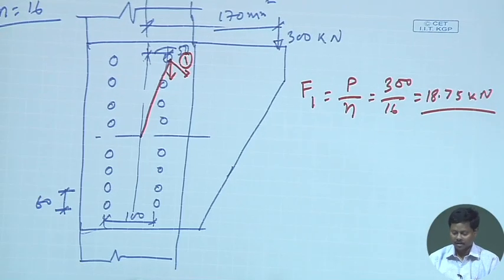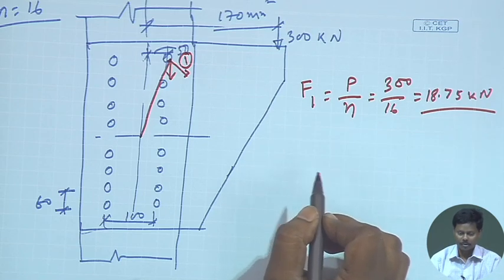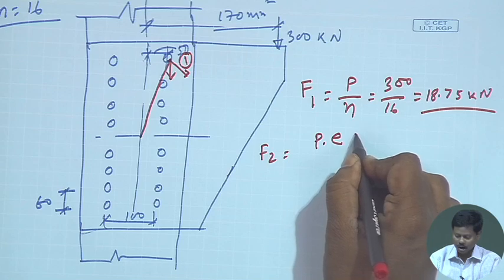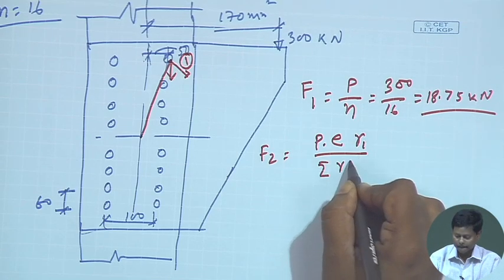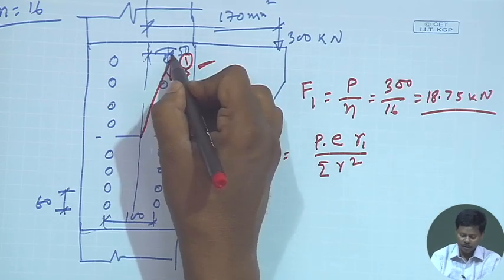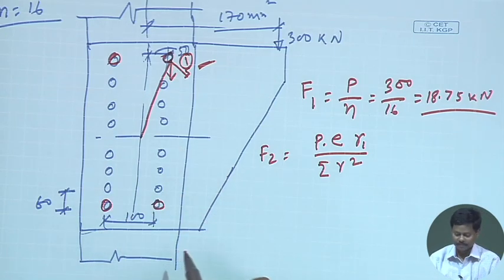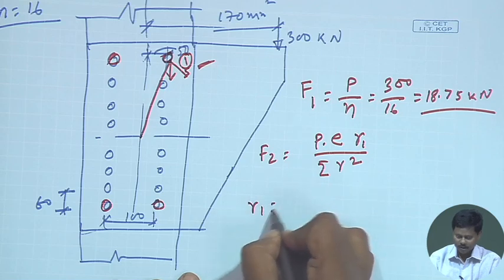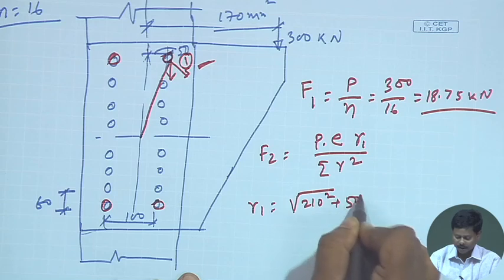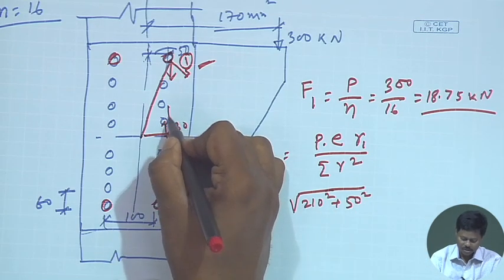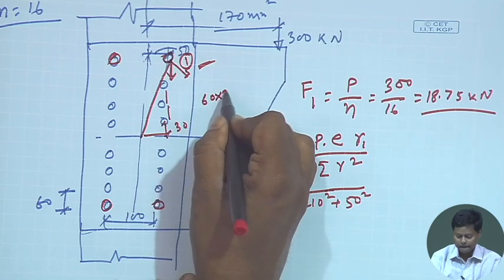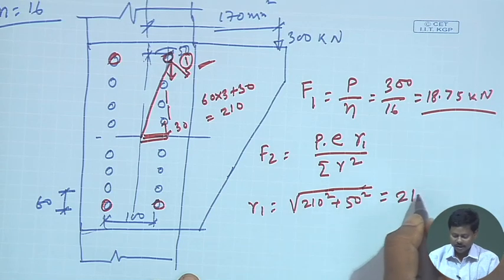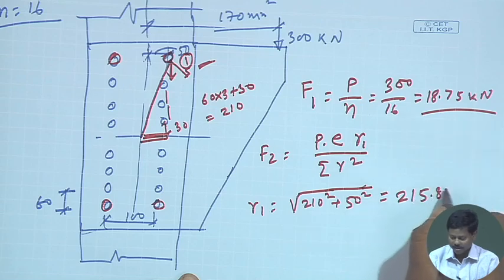This is F1. F1 is the force on the bolt due to direct load. And F2 we can find out, that will be P into e, that is moment into r by summation r square. r means r1 for this bolt, number 1 bolt, right. Like this bolt, this bolt, this bolt, and this, extreme 4 bolts will have same forces, okay. So, now we have to find out r value. r1 will be here 210 square plus 50 square, because this is 30, this is 60, 60 and 60. So, 60 into 3 plus 30, this is coming 210 and this is 50, right. So, after calculating we can get this value r1 as 215.87 millimeter.